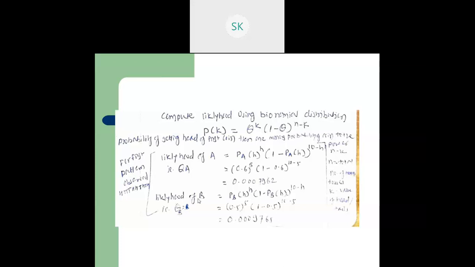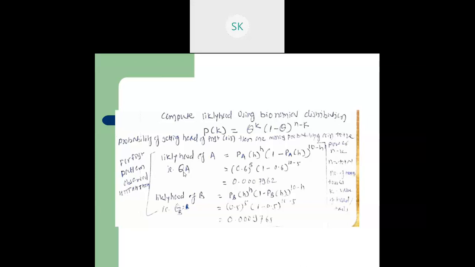Now the likelihood of B, that is theta B, is for our B coin. For theta B we have assumed 0.5. Putting the values, 0.5 raised to 5, 1 minus 0.5 raised to 10 minus 5, the result is 0.000975. Okay. So this is the computation of likelihood using the binomial distribution. For these 10 tosses, which one is from which coin is unknown, right?